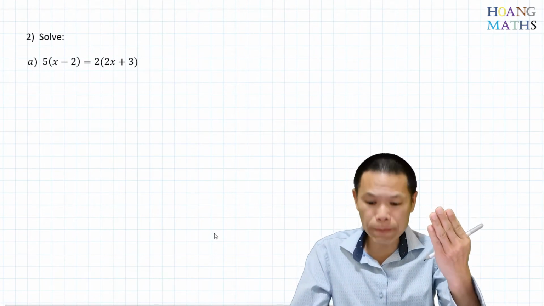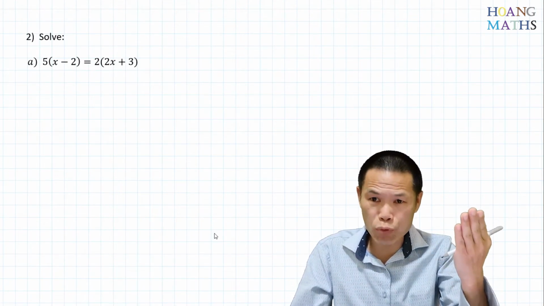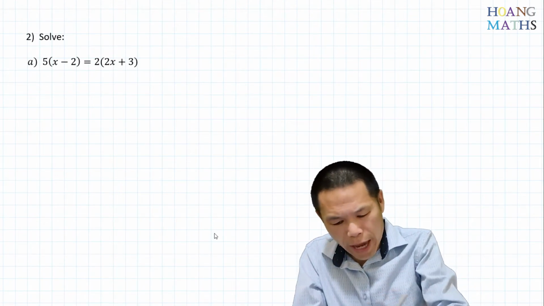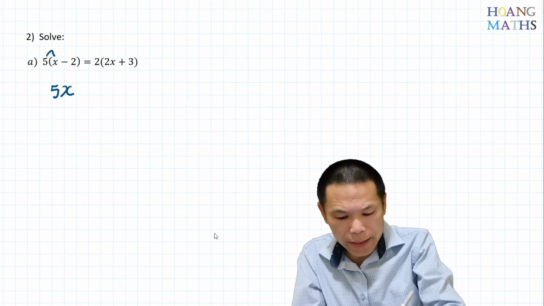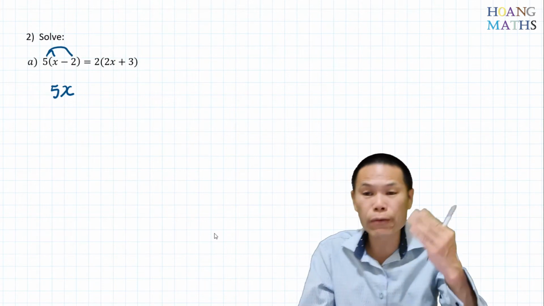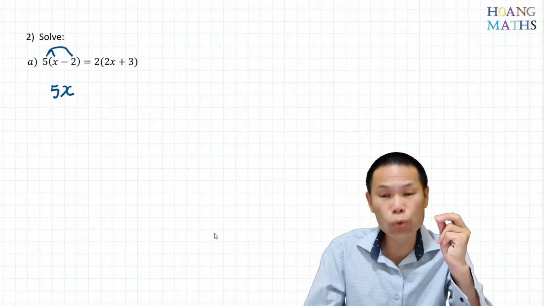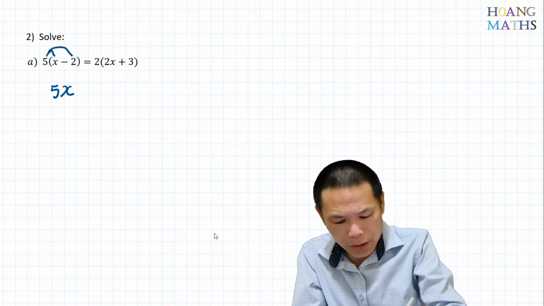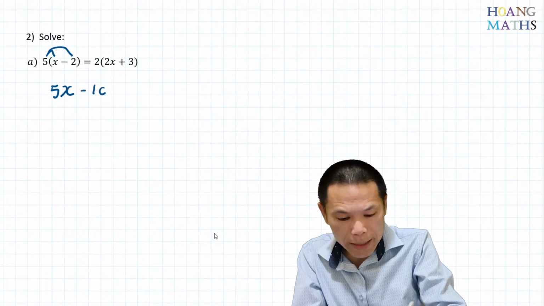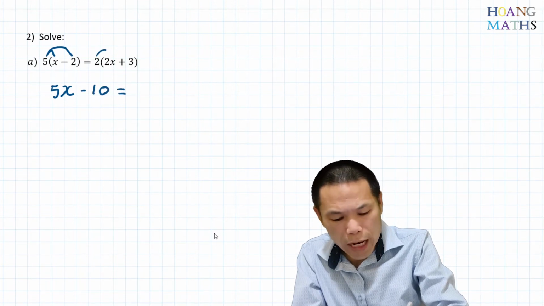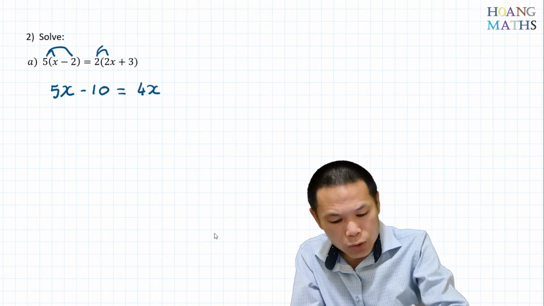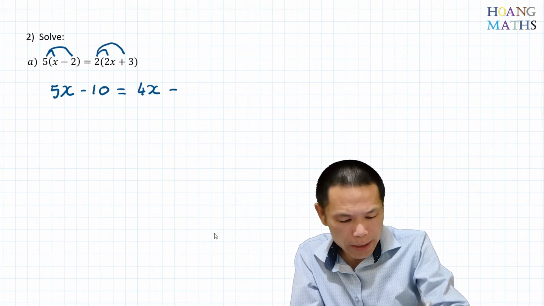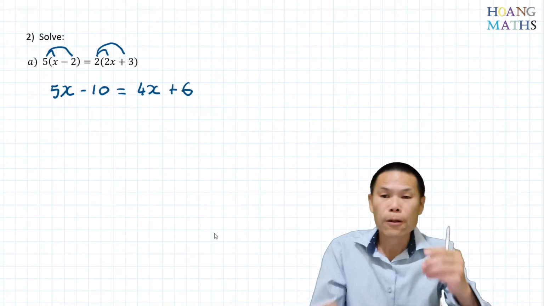So step number 1, we need to expand the brackets first, okay? So we have 5 times x is 5x. And then 5 times negative 2. So 5 times negative 2 gives me negative 10. So I just write this down, means minus 10. And 2 times 2 is 4. So that means 4x. And we go 2 times 3 is 6. So we add 6. There you go.